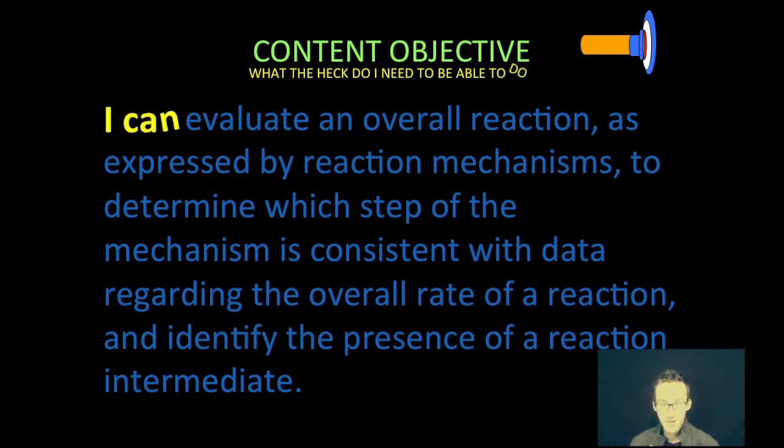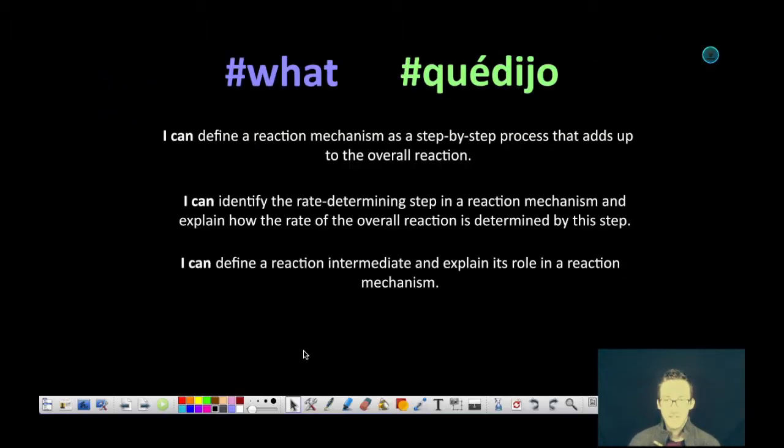If you take a look at your content objective for today, we are going to be able to evaluate an overall reaction as expressed by reaction mechanisms to determine which step of the mechanism is consistent with data regarding the overall rate of a reaction and identify the presence of what's called a reaction intermediate. So I know the College Board throws some things at us to understand that can be a little tricky to decipher. So again, let's break it down a little bit.